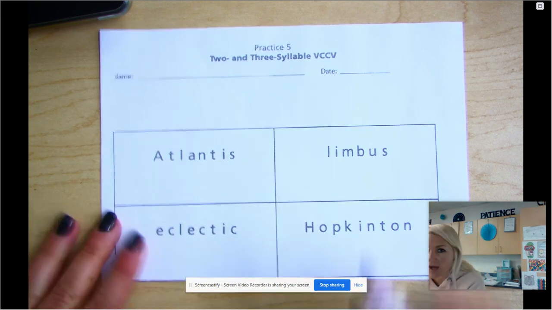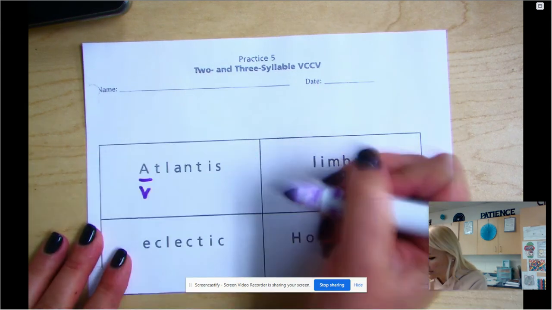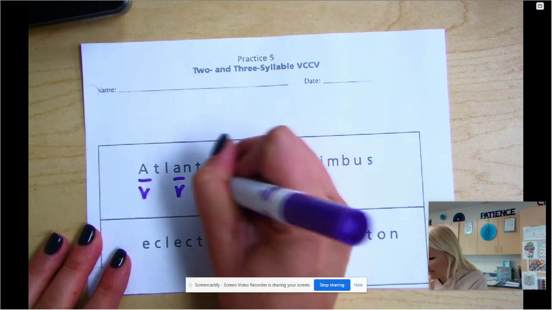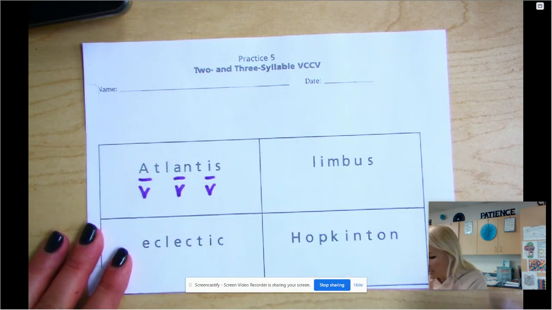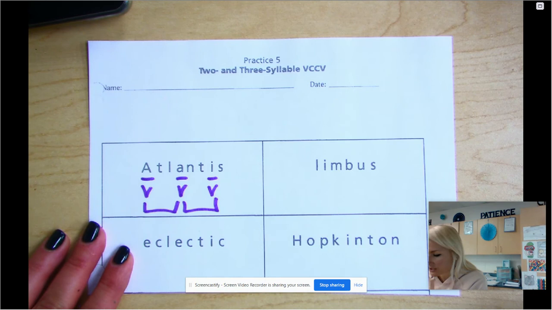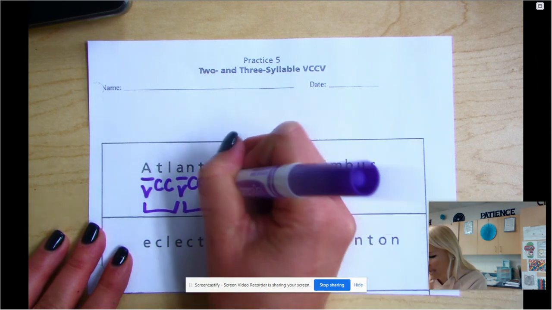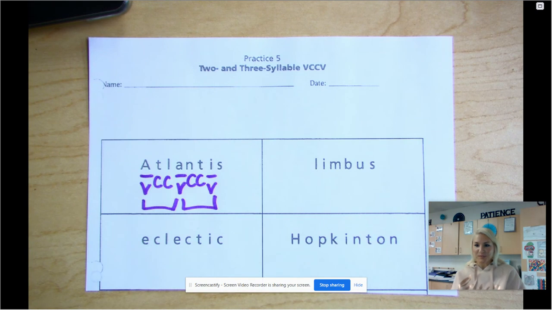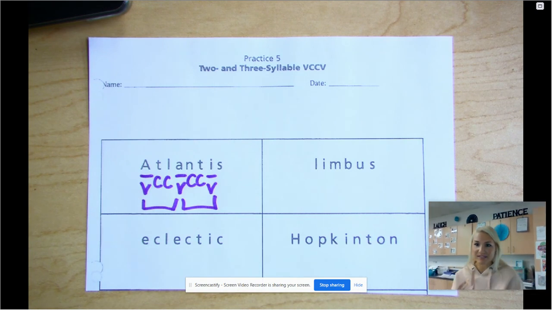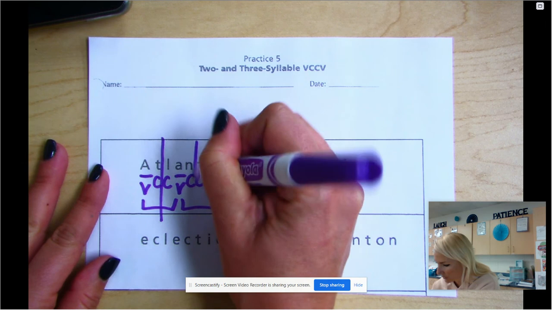My first step, I would go ahead and find and label the vowels. So I have A, and another A, and I have an I. And then my second step is to draw the bridge. After I draw the bridge, I'm going to label my consonants. So I have a VCCV pattern and a VCCV pattern. Remember, those are Mrs. Pierce's favorite patterns. And so it's very easy to know where we divide. So I'm going to divide right here between the consonants on both words.